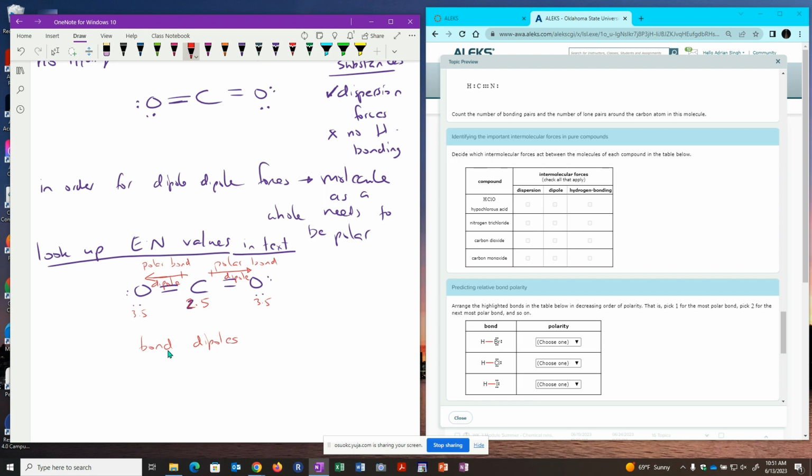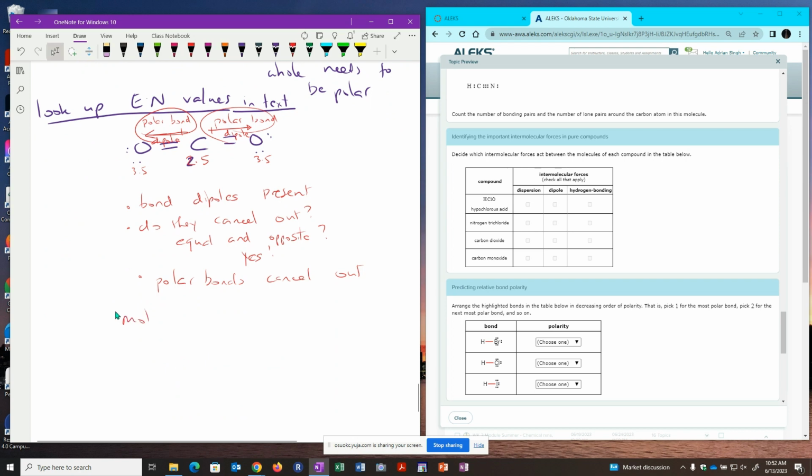And in this case, we see that the overall molecule has these two bond dipoles. The question you need to ask yourself is, do they cancel out? And how do they cancel out? Well, they cancel out if they're equal and opposite. And the answer is yes, they are equal and they are opposite. So even though your CO2 is made up of polar bonds, the polar bonds actually cancel each other out. So the molecule as a whole, so overall then, because the individual bond dipoles cancel, the molecule then is going to be nonpolar.